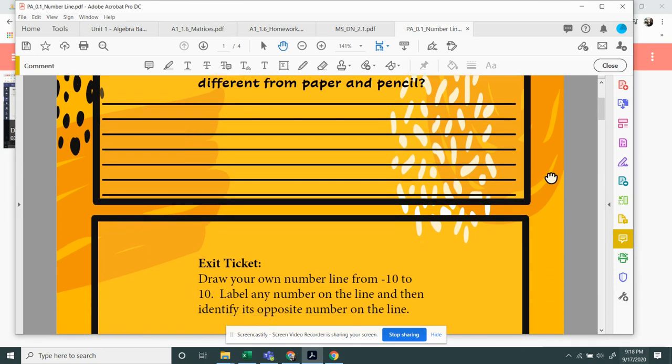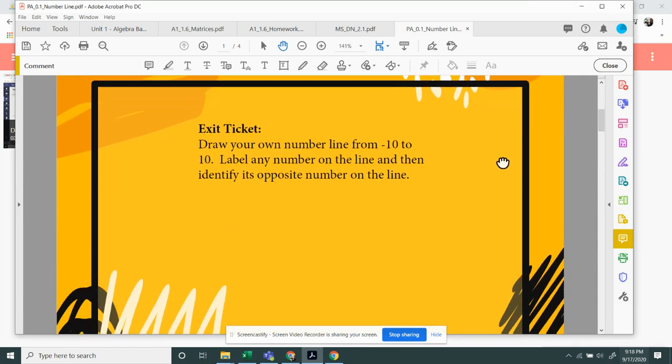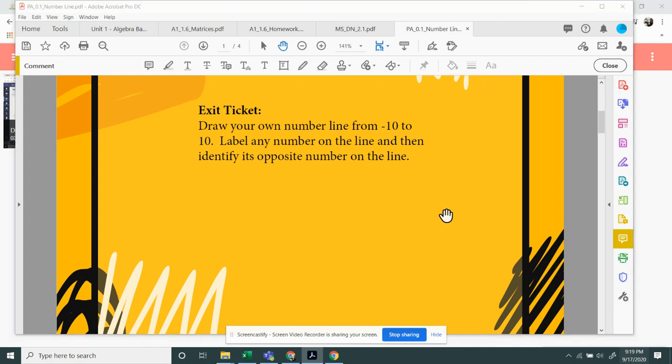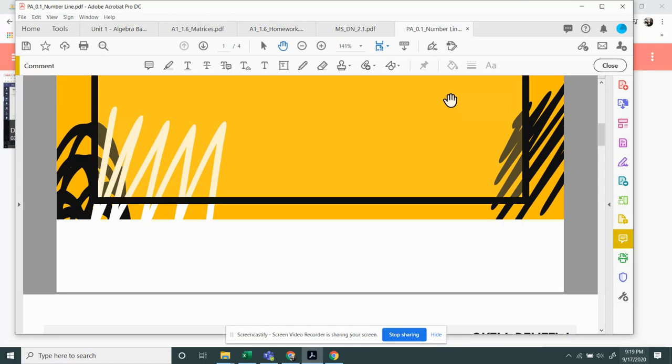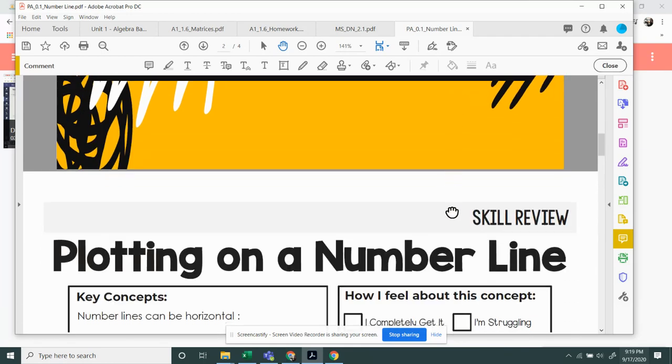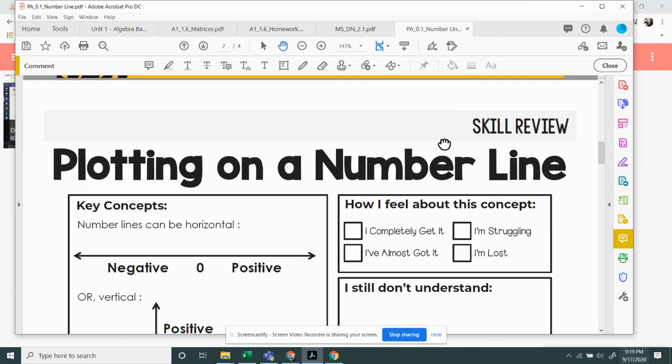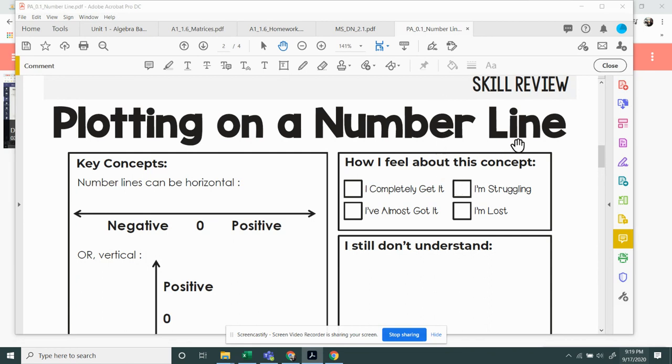When we are finished with today's lesson, we will have an exit ticket where we are required to draw our own number line from -10 to 10, and then we will label any number on the line and identify its opposite on the number line. So we will get back to that in a minute. So today, our objective is to plot points on a number line.